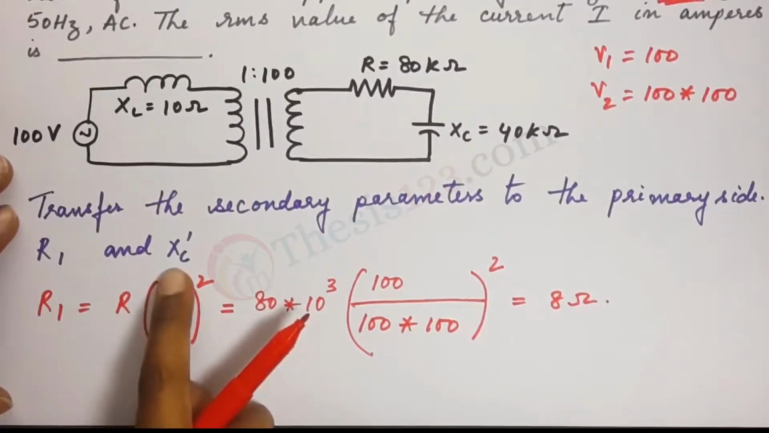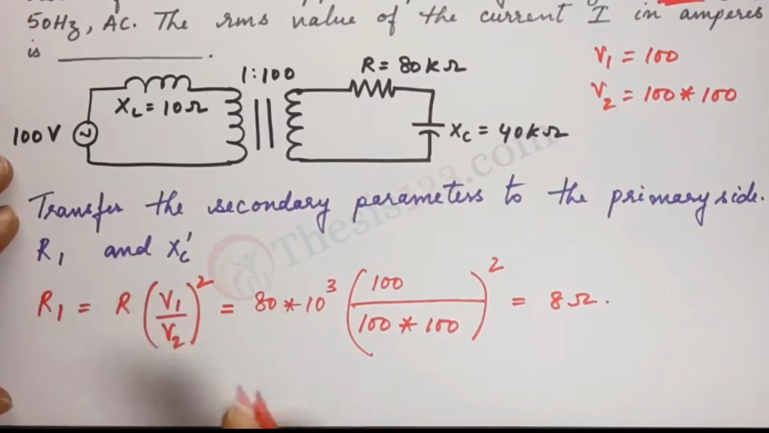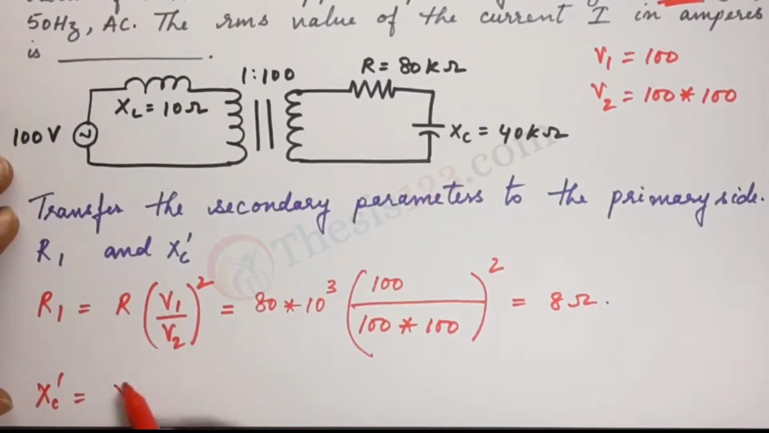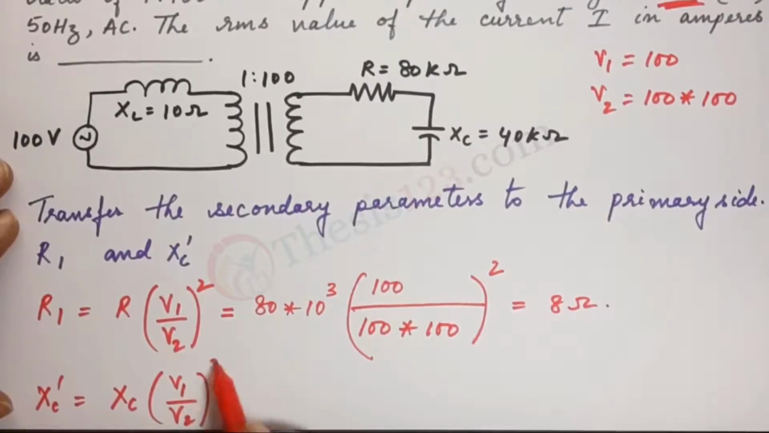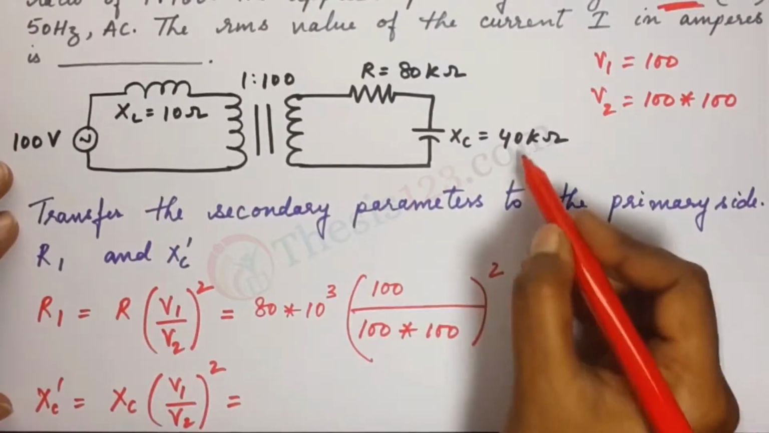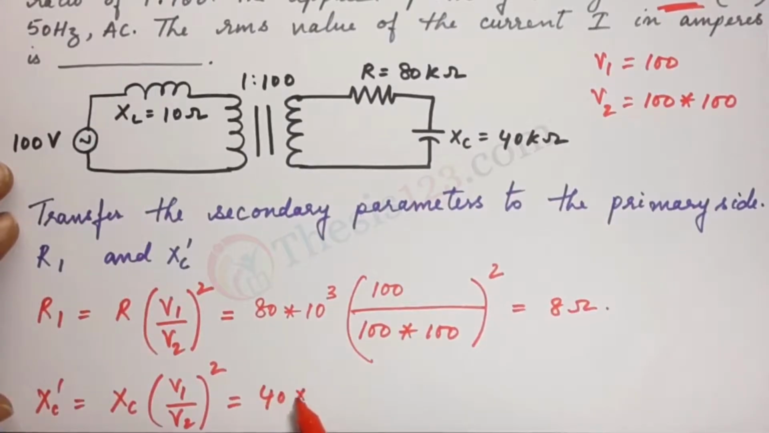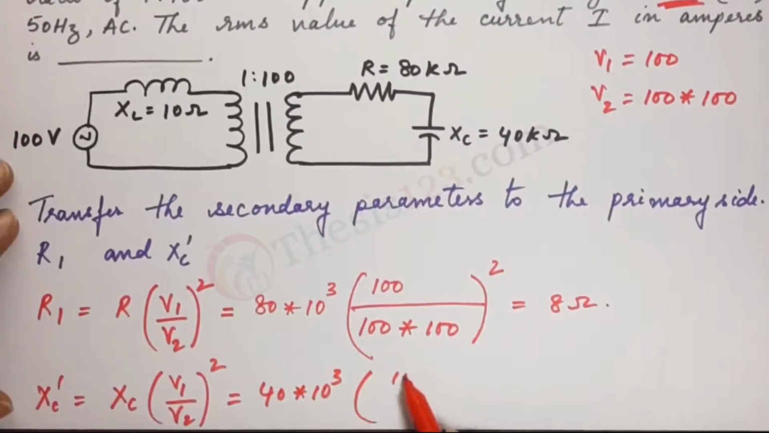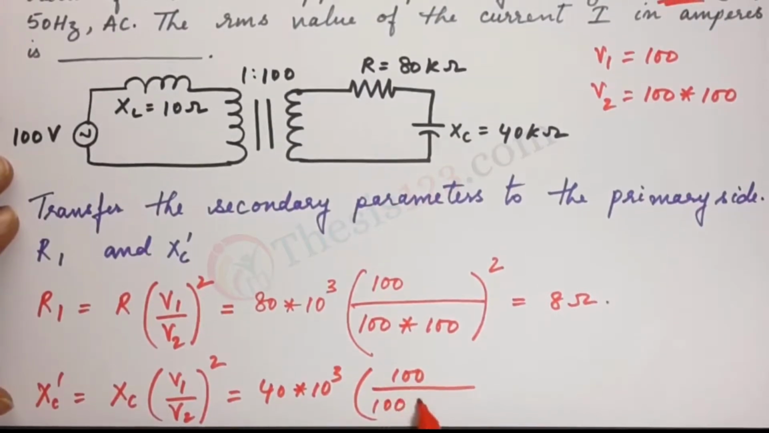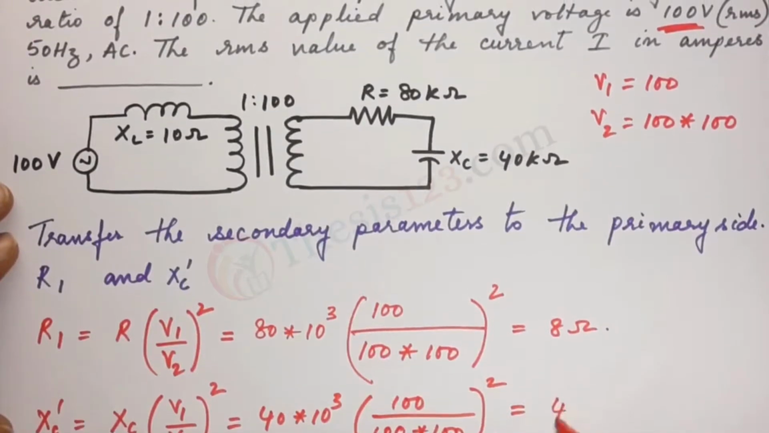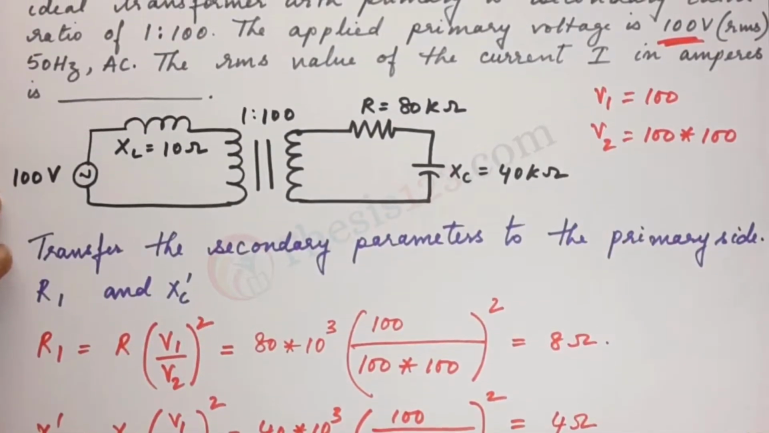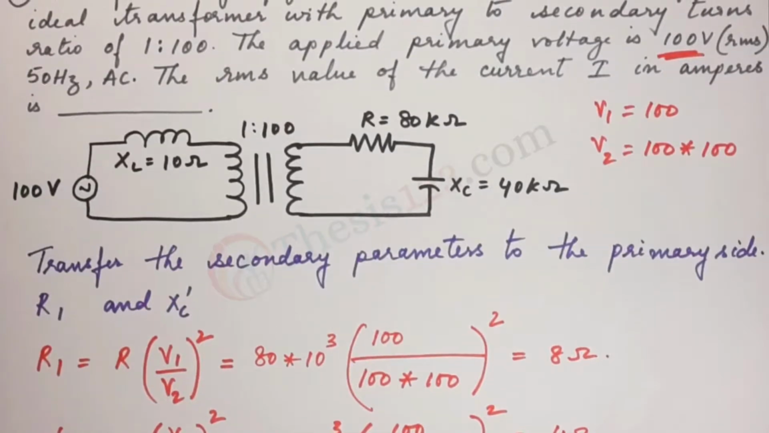The next thing is to find the reactance, XC dash. We use the same formula. We have XC multiplied by the ratio V1 by V2 squared. XC given to us is 40, so that's 40 into 10 power 3 into the same ratio, 100 divided by 100 into 100, squared. So we get 4 ohms. So we have the values of R1 and XC dash.